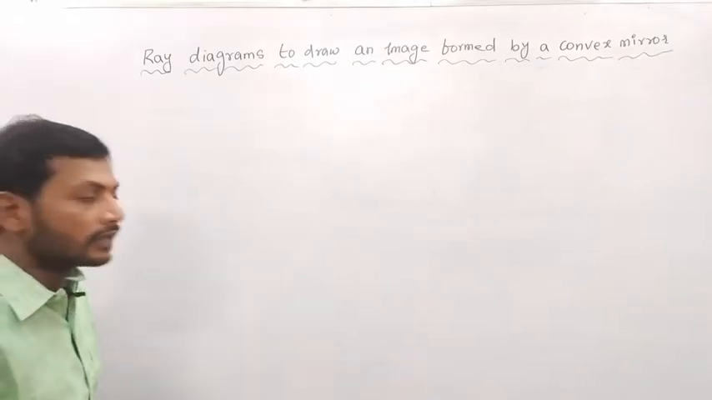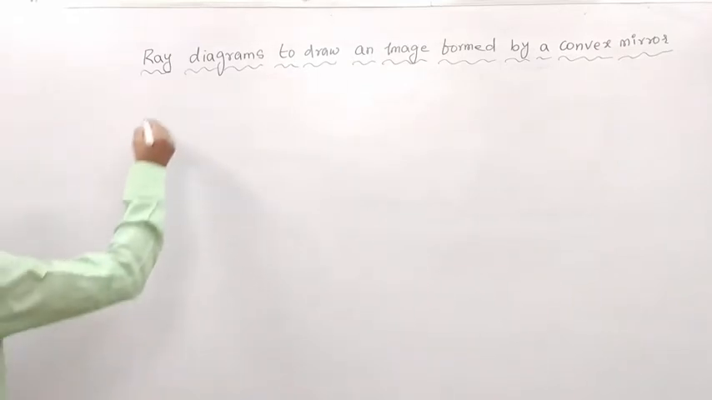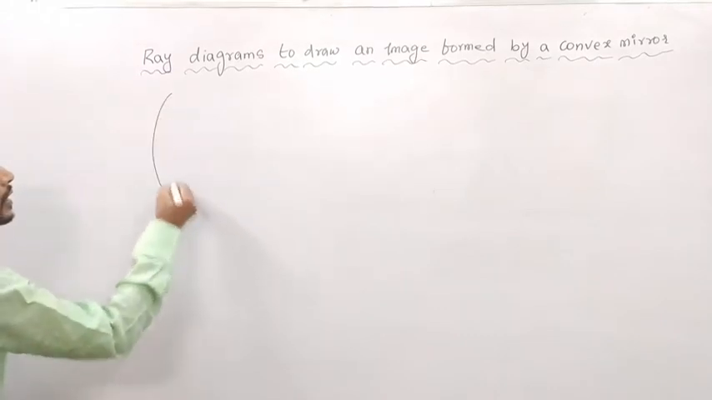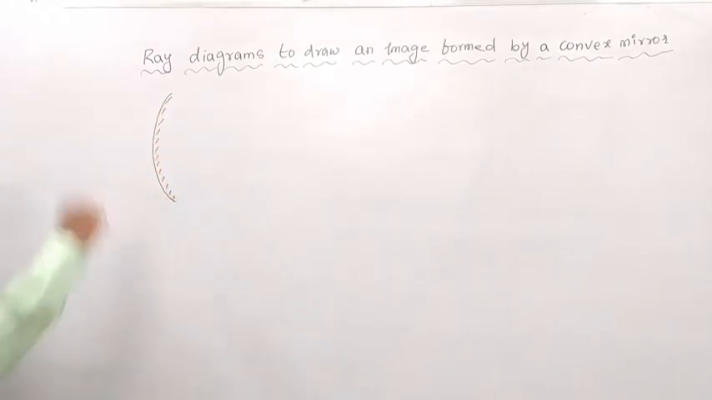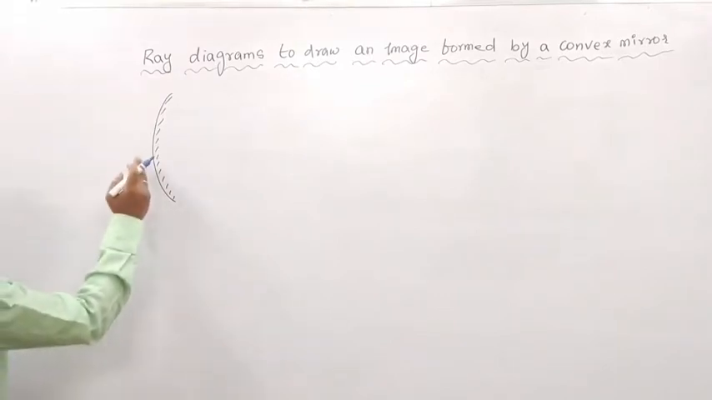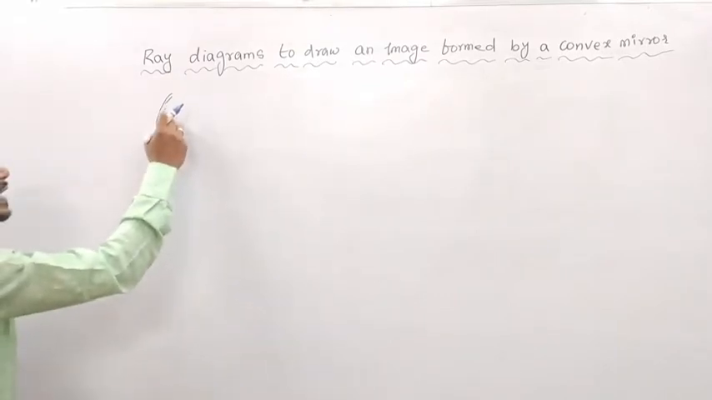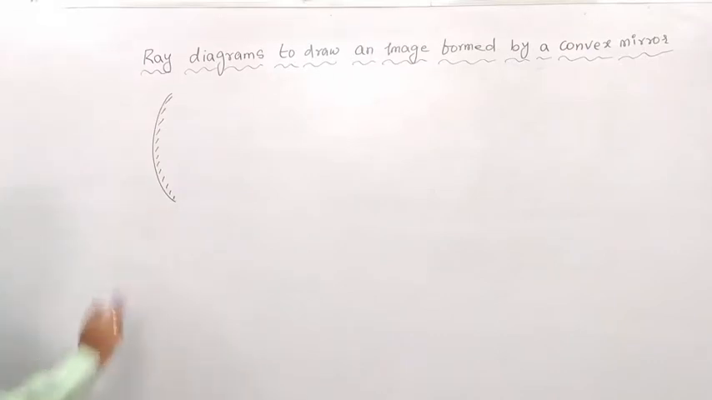We know that a convex mirror means it is coloured inside the mirror, which means the bulged surface is outside and inside it is coloured. This surface is called convex. We already discussed this.